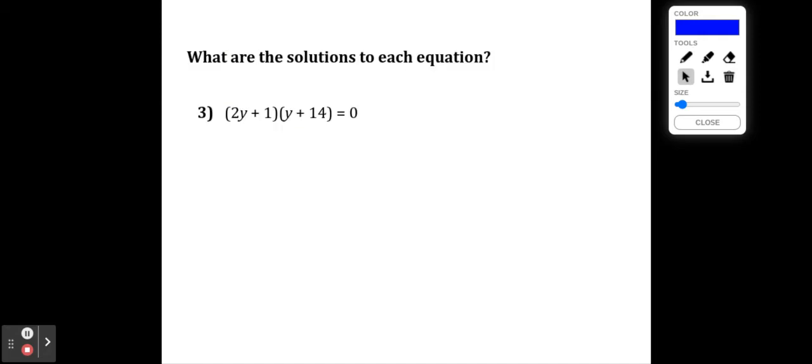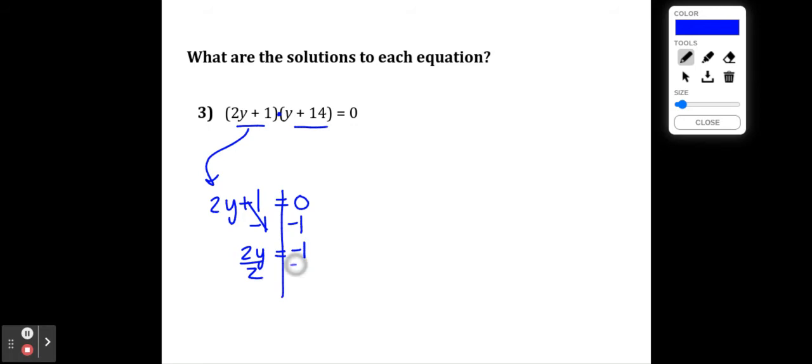Number 3. What are the solutions to this equation? Well, if these two quantities are multiplied together to give you 0, one of them has to be 0. So let's start off by pulling this one down, 2y plus 1, and say, if this quantity was equal to 0, what would the value of y be? So I'm just going to solve it for y. I'm getting negative 1/2, or I could say negative 0.5. Decimal or a fraction.